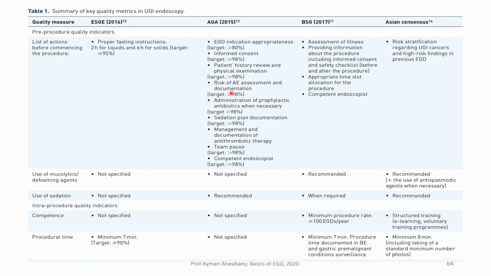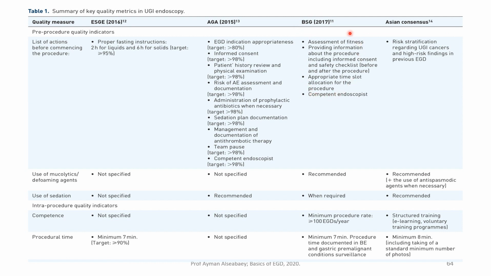You should assess the risk of adverse effects and document them in the consent. Give antibiotics when necessary, such as in cirrhosis and bed tube. You should plan the sedation, how to give it, and you should document it. You should document the management of the antithrombotic agent, but usually during diagnostic endoscopy you will not stop any anticoagulant or antiplatelet. The endoscopist should be competent, excellent at doing endoscopy.